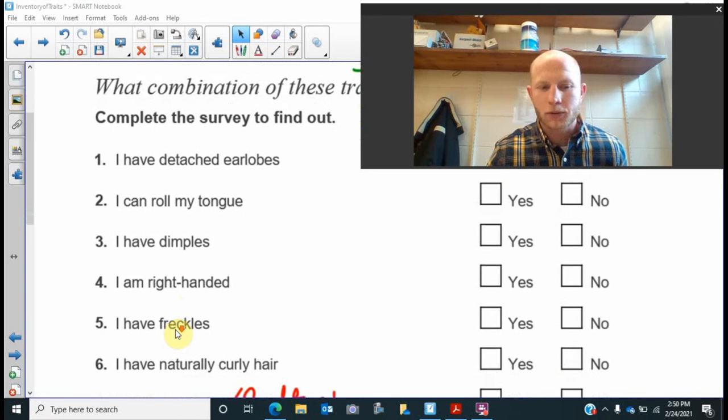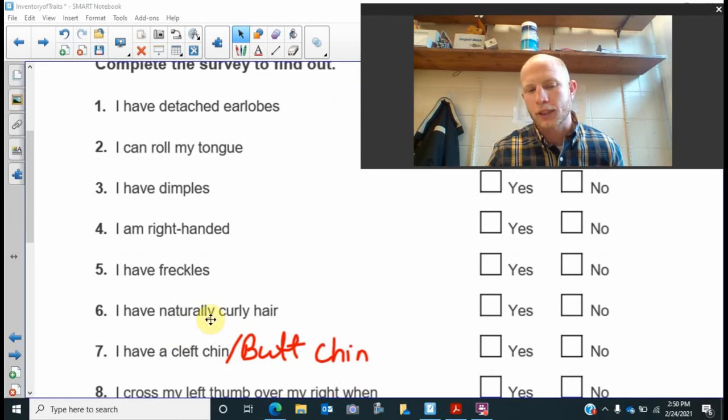Right-handed. So if you're a right-handed person, you have freckles. I have naturally curly hair. So let's talk about why I say naturally curly hair. Well, there's people that obviously go to the beauty salon or whatever. You get your hair dyed. You can get your hair curled and stuff like that.